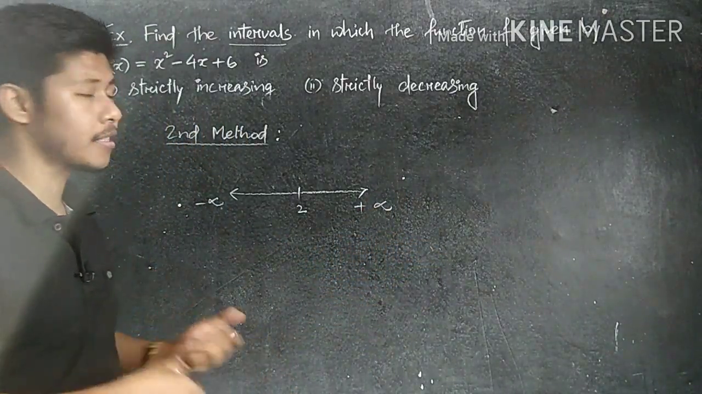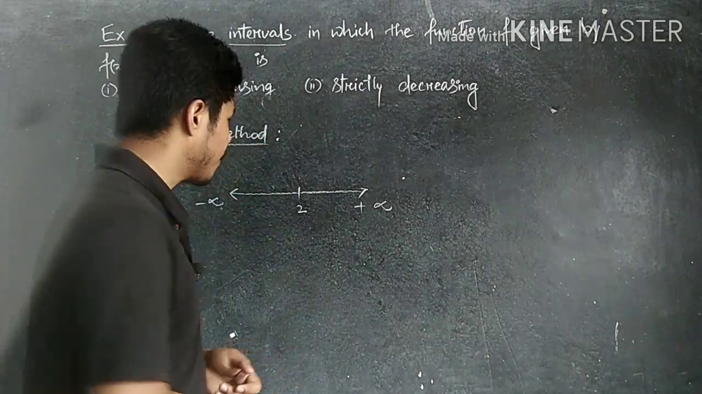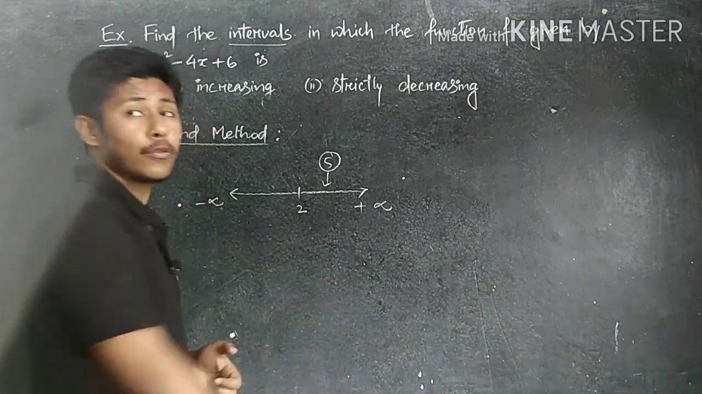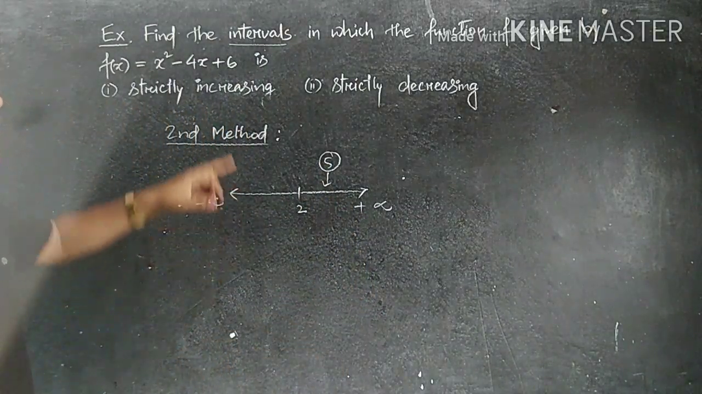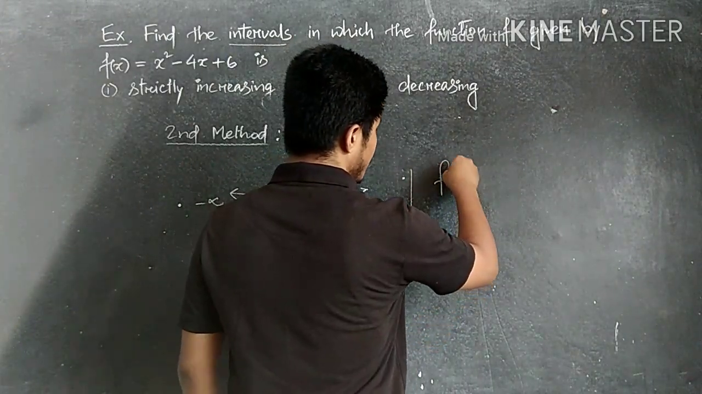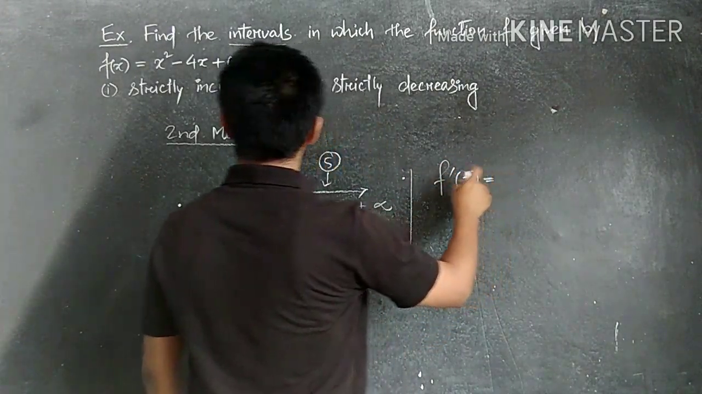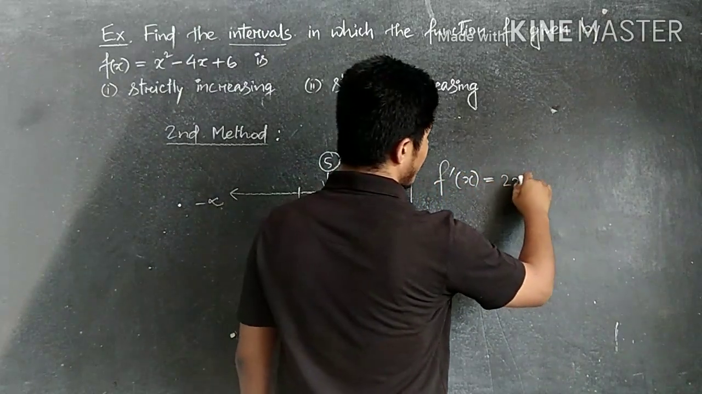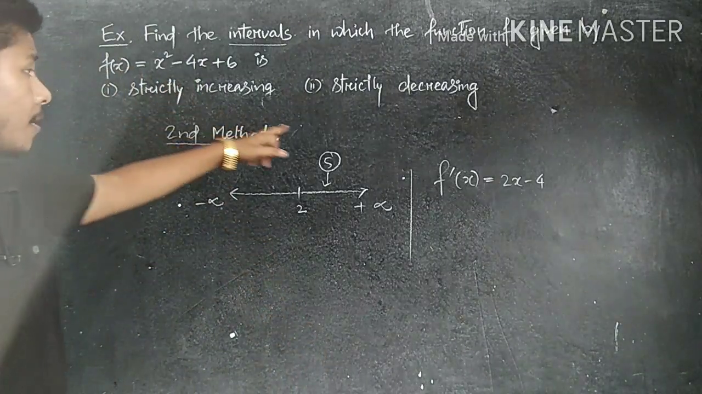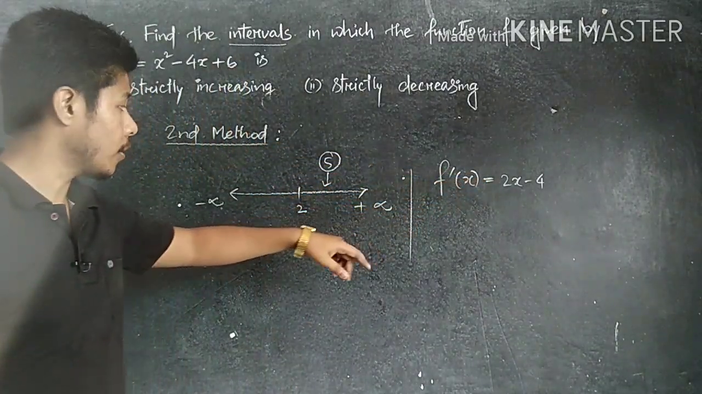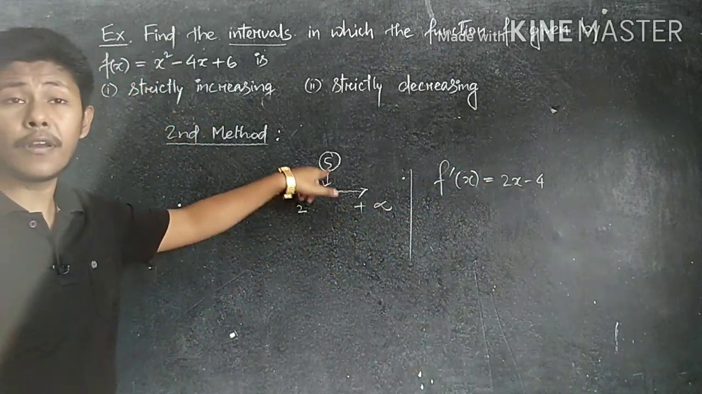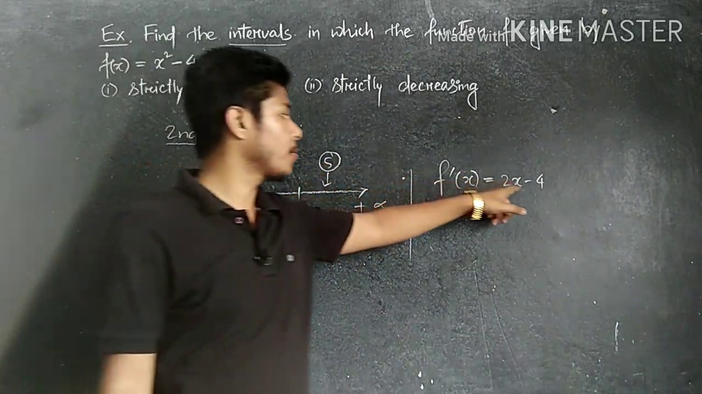3, 4, 5, 6, 7, 8, any value you can choose. Suppose we choose 5. So 5 is in between 2 to infinity, isn't it? When we differentiate this function, f dash of x, we get 2x minus 4. So in place of x, we choose 5, so we put 5 here.